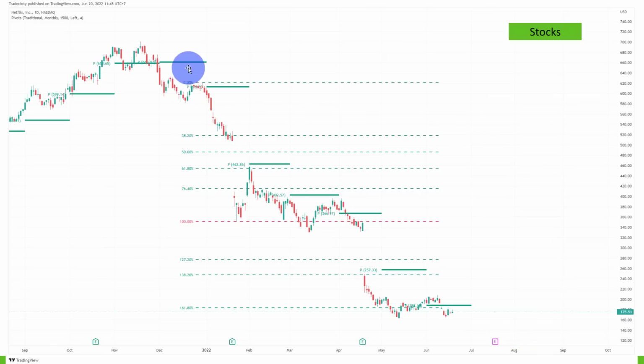Netflix, we are using here the monthly pivots for long-term trend direction. We draw the Fibonacci from A to B. We have a very nice retracement to 61 into the weekly pivot. And then you can see we jumped all the way here to 138 and currently we're trading around 161.